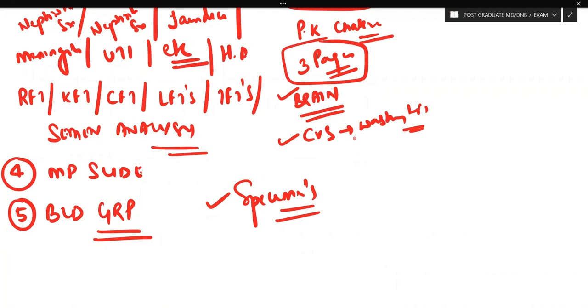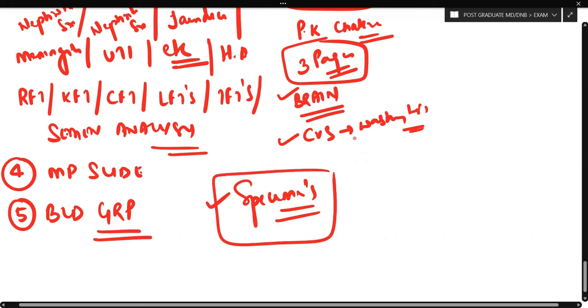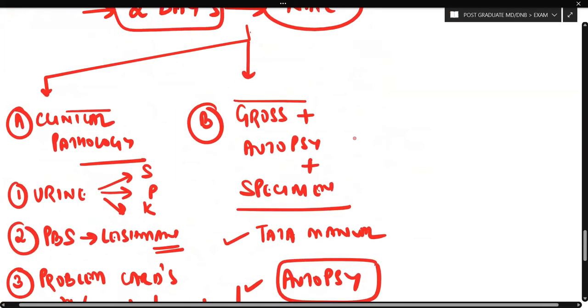I will give the list of all these specimens and I will tell you also how and where to read. Don't worry on that aspect, but you should know that these things are there. Specimens will be there, autopsy will be there, grossing will be there. Okay, these things will be there.